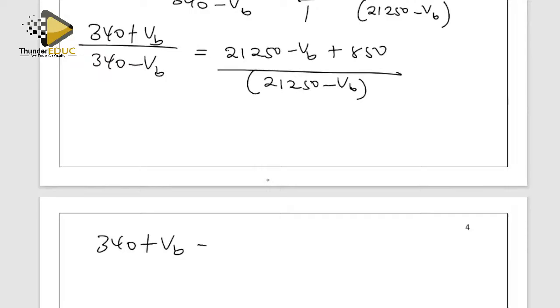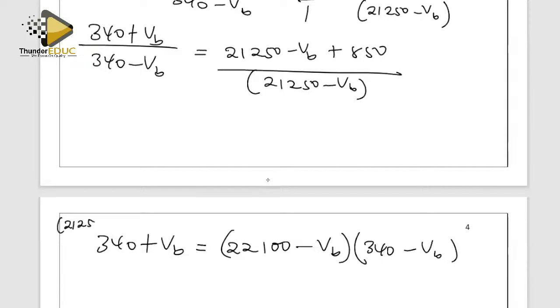Okay, 340 plus VB is giving me, what's 21250 plus 850, that is 22100 minus VB. This is gonna be 340 minus VB. And then what are we doing? Okay, that is fine. This is 21250 minus VB. We're multiplying it by that.